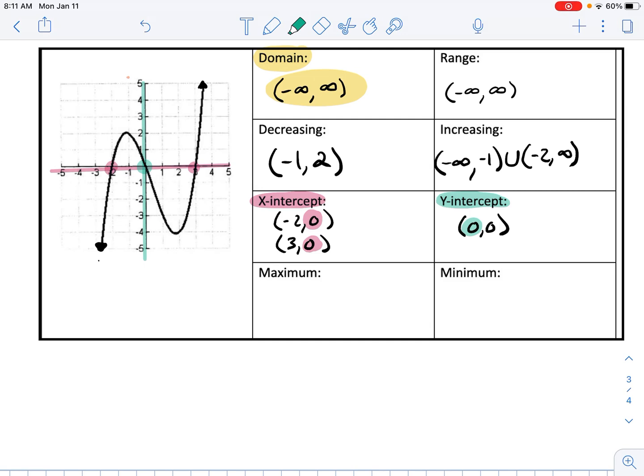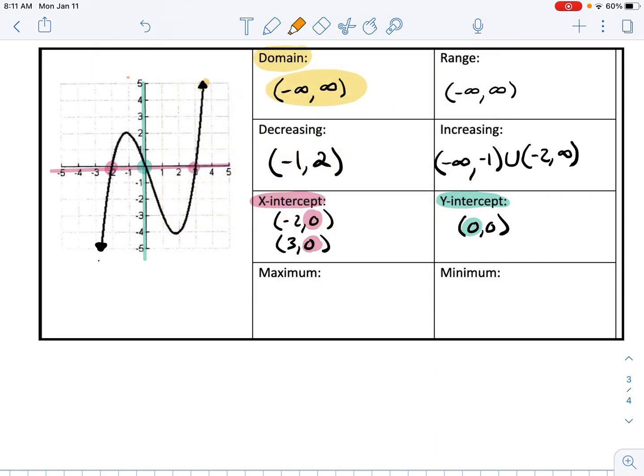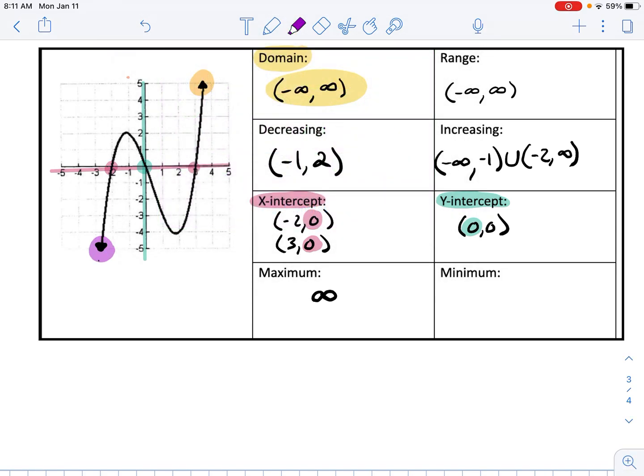So our maximum and our minimum. So our maximum, because we're looking at going up forever, our maximum we're going to go ahead and call infinity. And our minimum, which goes down forever, we're going to call -infinity.